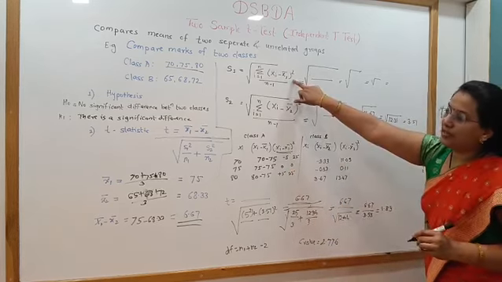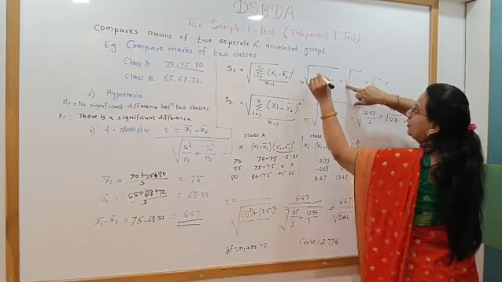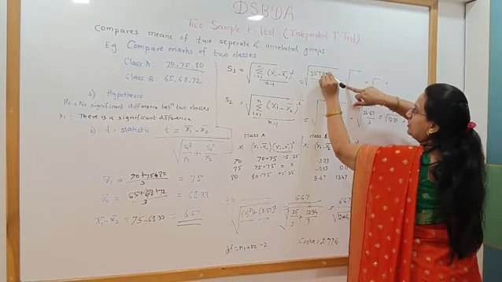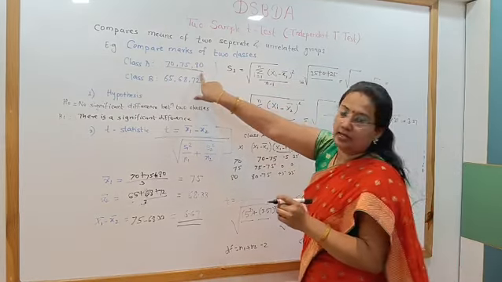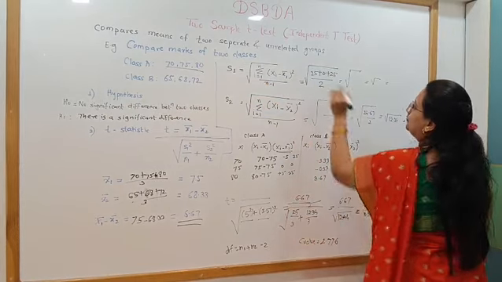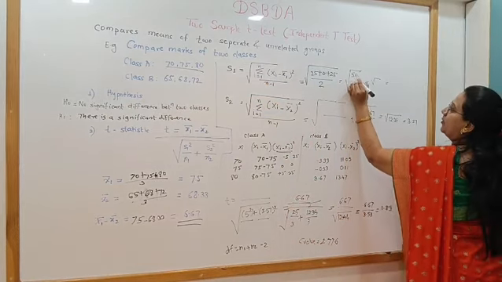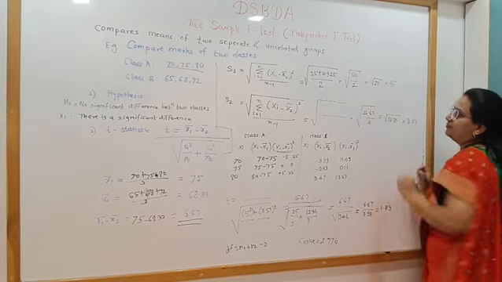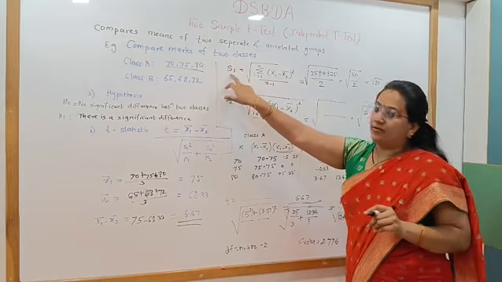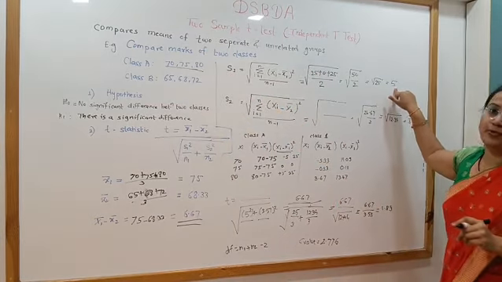So I put these values here. That is 25 plus 0 plus 25 divided by n minus 1. Total samples are 3, so 3 minus 1 is 2. So the answer is 50 divided by 2. So it is 25. Square root of 25 is 5. So I calculate S1 as 5.